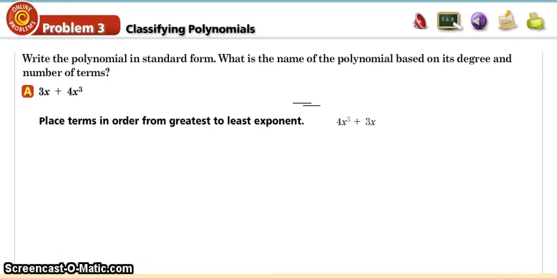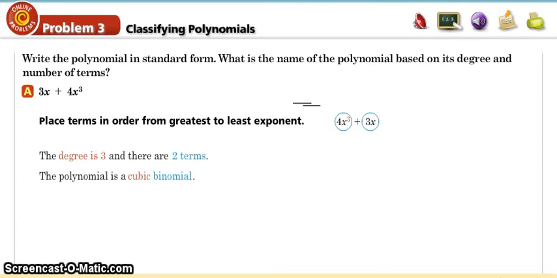The degree of the polynomial is 3, and there are 2 terms. So the polynomial is a cubic binomial. All right, so you have a definition for the degree of a polynomial. The degree of a polynomial in one variable is the same as the degree of the monomial with the greatest exponent. Okay, there are 2 monomials here. That's why it says 2 terms, 4x cubed plus 3x.